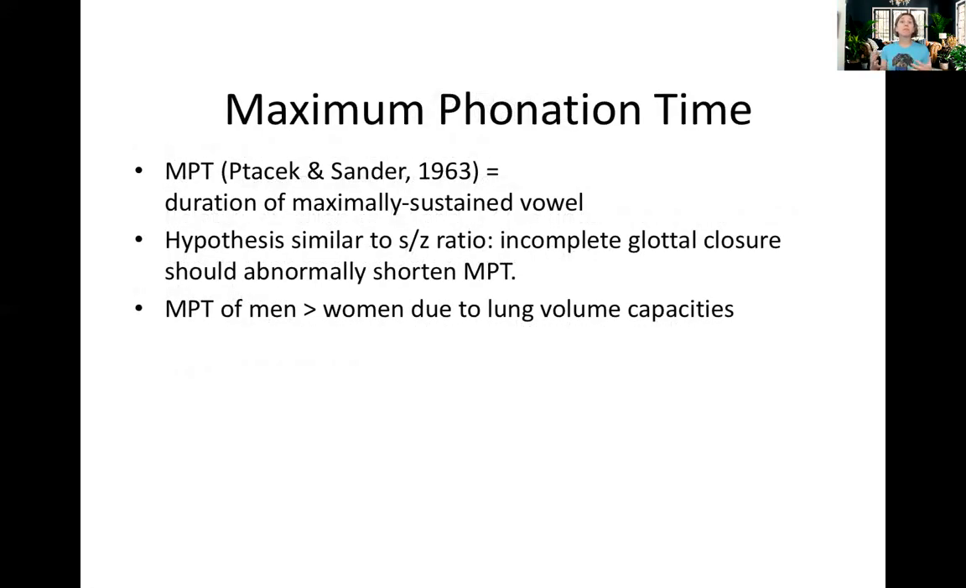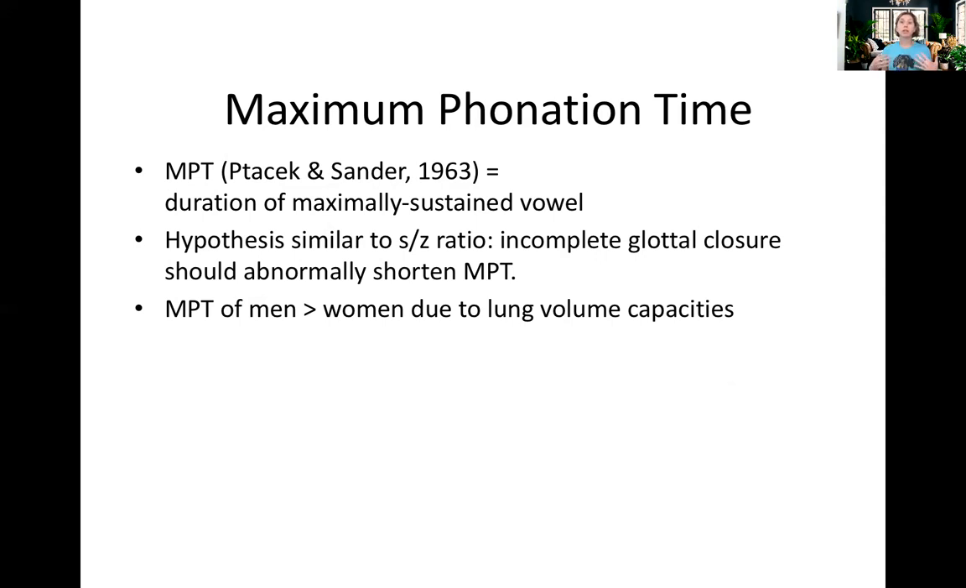All right, maximum phonation time measures the duration of a maximally sustained vowel. Again, let's use the name to help guide us along. As with our S-Z ratio, this should be sensitive to impaired phonatory glottal closure. We just ask our speaker to take a deep breath and sustain a vowel at a comfortable pitch and loudness for as long as possible. We time that duration with our stopwatch or with the second hand on the clock and see what it is.